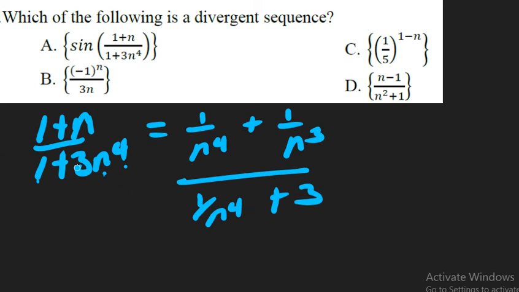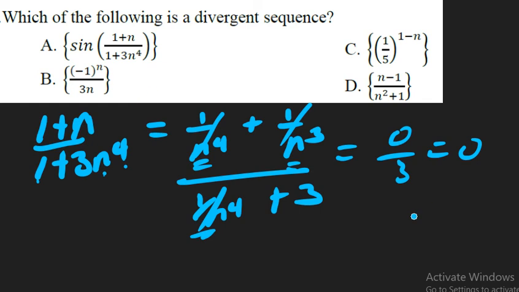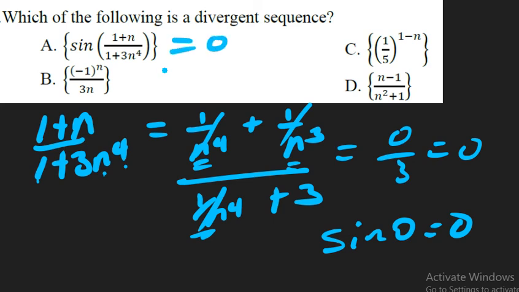Then when you substitute infinity, or insert a larger number in place of n, each of them is going to be 0. So what remains? 0 over 3, which is 0. That means sine 0, and you know sine 0 will be 0. So it's convergent. It converges to 0. That means the limit as n goes to infinity. We are trying to find this limit as n goes to infinity, the same for all.